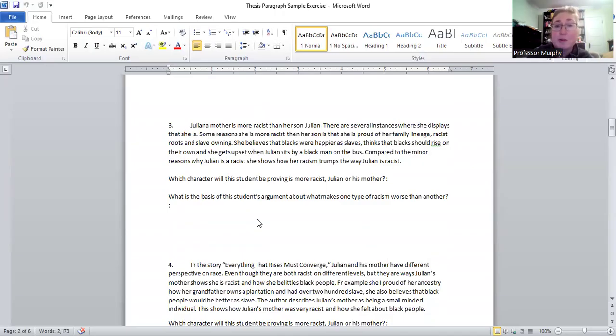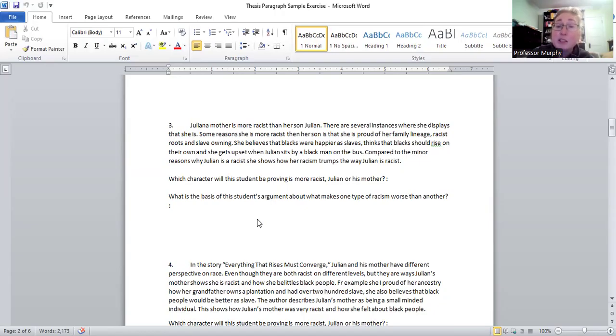Juliana mother is more racist than her son Julian. Notice I'm reading exactly what my writer has provided for me, and you can hear a lot of the grammatical errors. That's one of the reasons why reading something out loud can be very useful for finding your own grammar errors that might not pop up in a read that you do silently, or even if you run something through Grammarly or, God help us, some ChatGPT edits. Reading something out loud is going to really make it easier to find stuff.